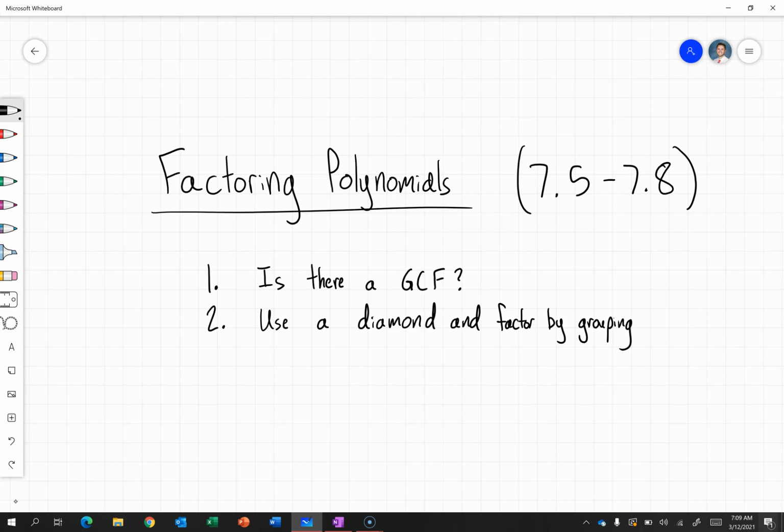The first step is to ask yourself, is there a greatest common factor? If there's a greatest common factor, factor that out first. Okay, that's always going to be your first step. Once you've done that, or if there's not a greatest common factor, then move on, use a diamond like we introduced the other day, and then factor by grouping. This will work with any polynomial. Okay, so you can always use this.